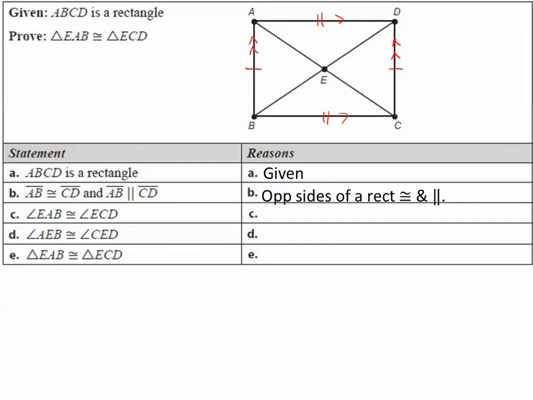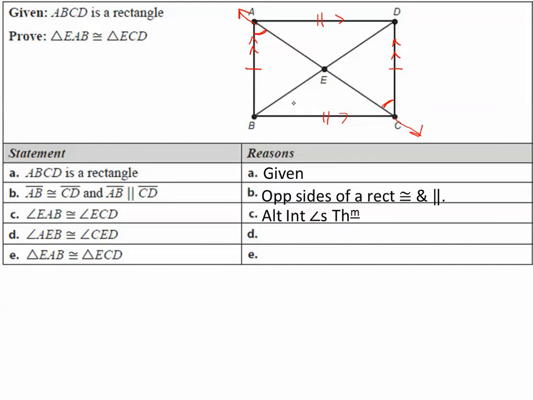Okay, the next statement says that angle EAB, that's right here, is going to be congruent to ECD. Well, you have to think about this, okay? AD is parallel to BC, and then here you've got segment AC. That's a transversal, okay? So that means I've got the alternate interior angle theorem coming into play here. Alternate interior angles are congruent.